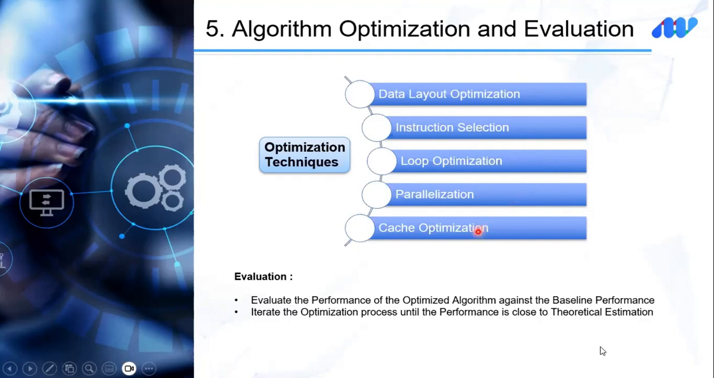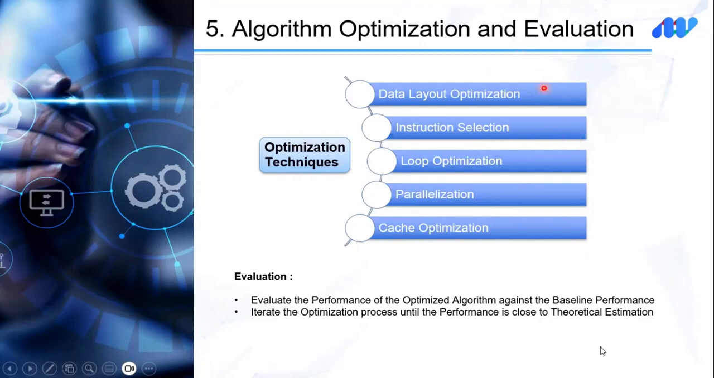The next technique is cache optimization. I think the use of caches can greatly improve the performance of any algorithm. Techniques such as cache blocking and cache prefetching can be used to optimize the use of caches and improve the overall performance of an algorithm. So these are some of the techniques. As I said, certainly we can add many more techniques for any given architecture.